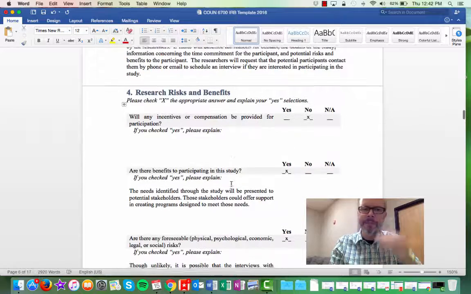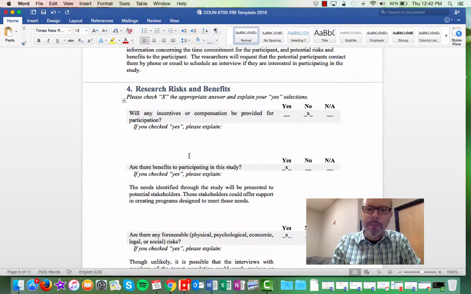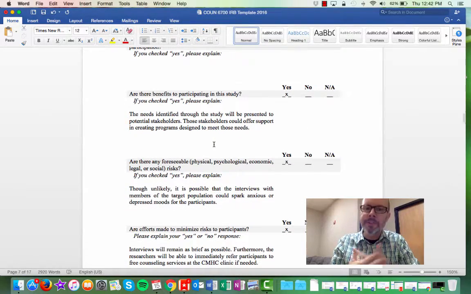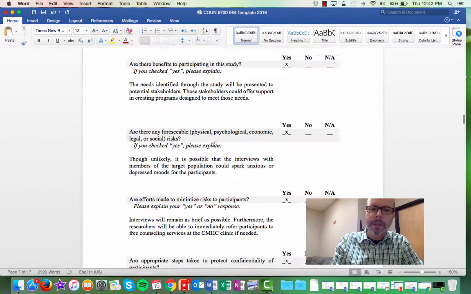All right, risks and benefits section. No one's receiving any compensation for participating in the study. There are some perceived particular benefits, potential benefits, because you will be presenting your findings to potential stakeholders, those who might actually be in a position to offer some support and actually creating some programs if they decide that they want to. So that is a particular benefit.